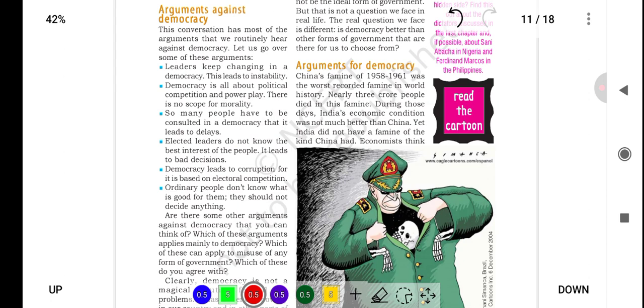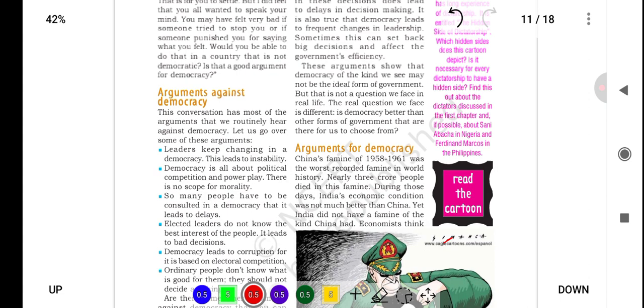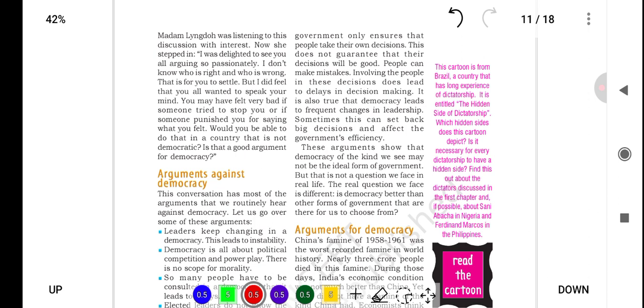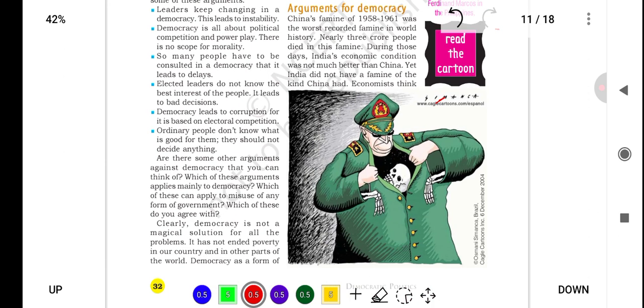Arguments against democracy and arguments for democracy. Have a look at this picture, and the description of this cartoon has been given on the right side in pink color. So the discussion revolves around the arguments against democracy, such as instability, political competition, power play, delays, elected leaders not knowing the people's best interests, corruption, and ordinary people's lack of decision-making power.